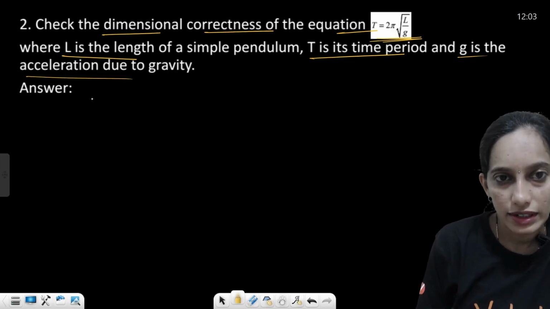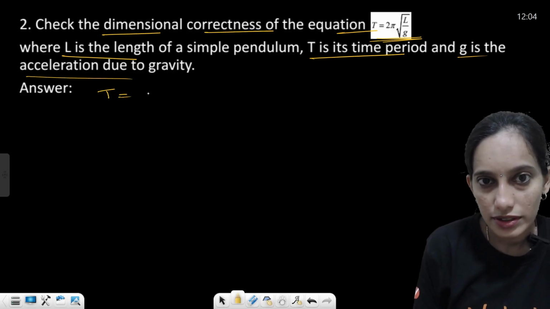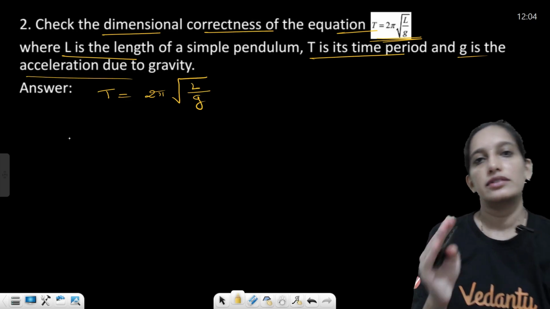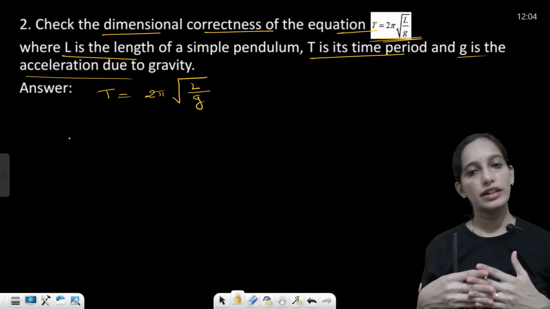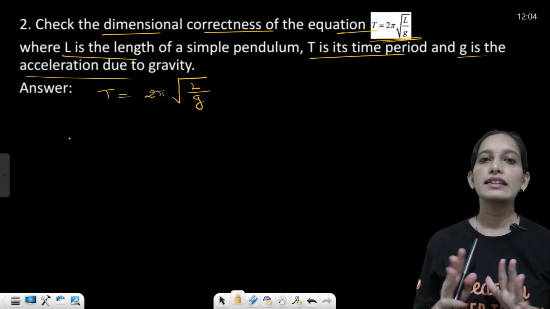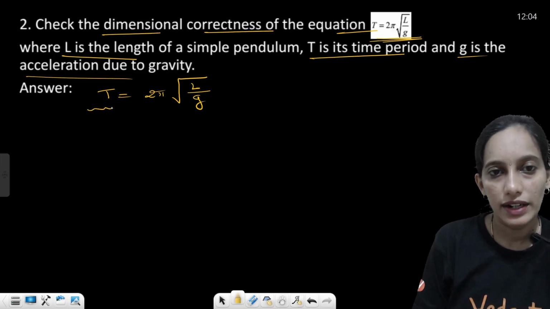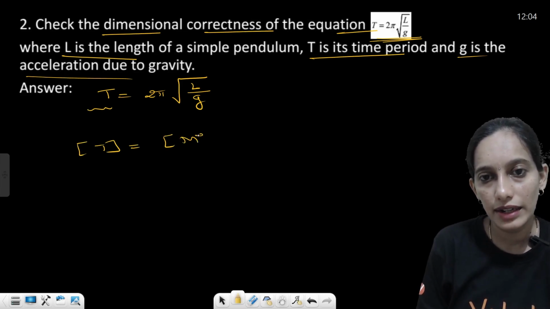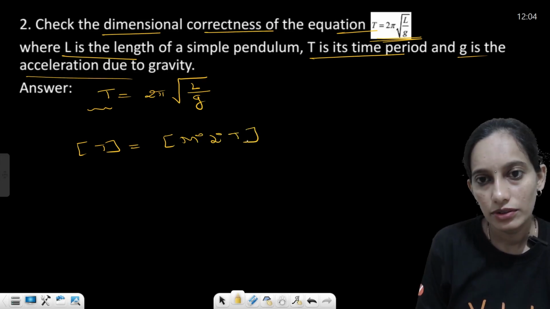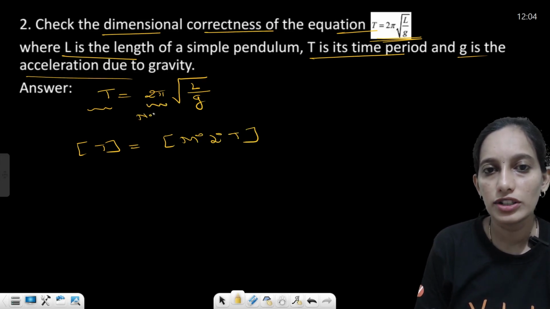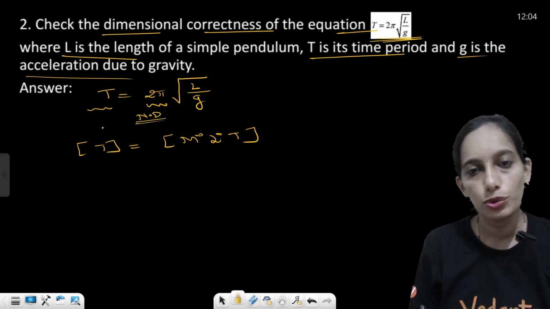Okay, so let us consider the given equation, that is t is equal to 2 pi into root of L by G. Again, term-wise we will take and write down their dimensions. If the dimensions of each term are the same, then it is clear that it is dimensionally correct. So on the left hand side we have t, so the dimension of t is simply M^0 L^0 T^1. Here 2 pi is a number, no dimension, so I'll just write nd. So no dimension for 2 pi, it's just a number.